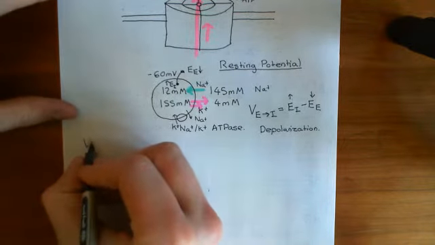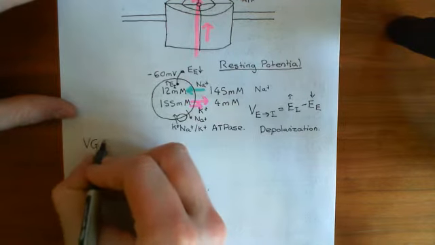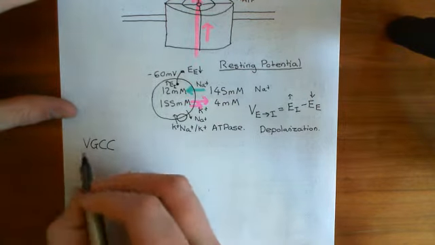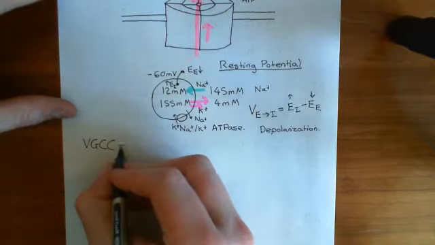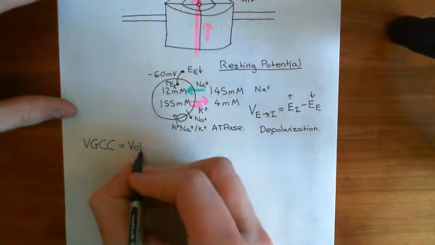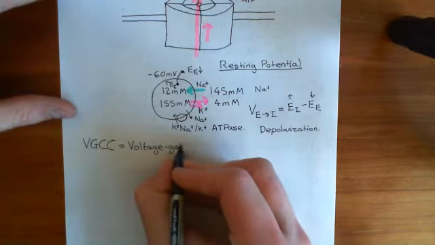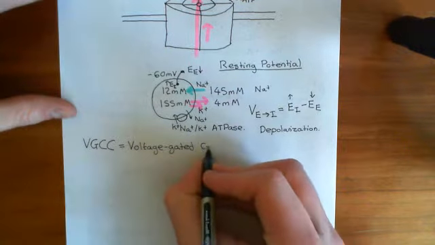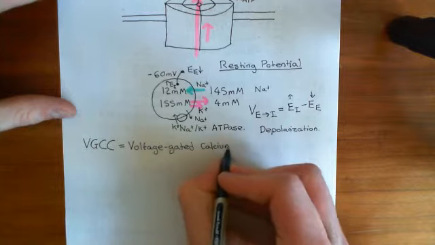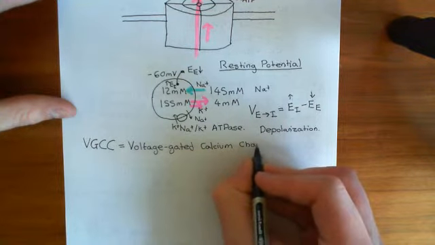So let's now discuss the structure of voltage-gated calcium channels. For short, voltage-gated calcium channels are abbreviated to VGCC. So the V is for voltage, the G is for gated, and then the CC is for calcium channels.